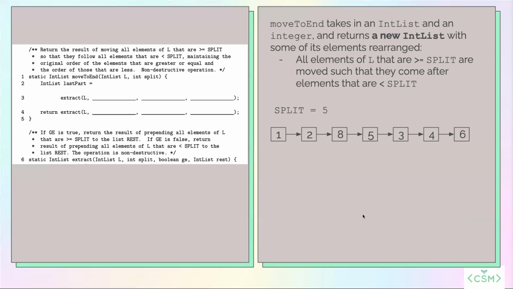If I give you this sample list L, it has 7 elements, and then I define split to be 5, we can see that these highlighted elements in red are the ones that are greater than or equal to split. What we expect our return value to be is this new int list such that 8, 5, and 6 are shifted to the back of the list.